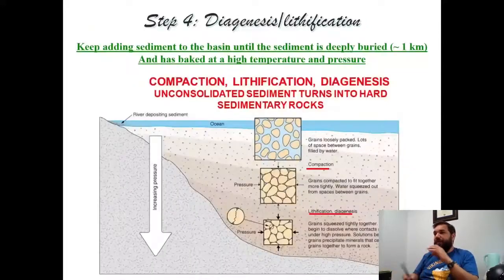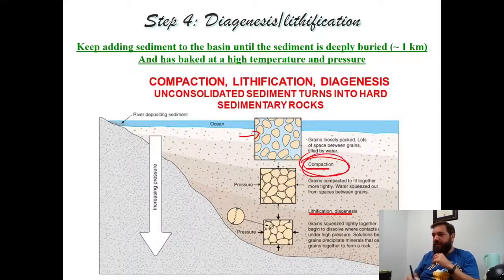What are some examples of that? Well, you have compaction. The water and air bubbles, the spaces between the sediment, get pushed out, right? So the sediment gets compacted. Then eventually you have something called dehydration. The air gets pushed out, the water gets pushed out. It's called dehydration. And finally, you have lithification.